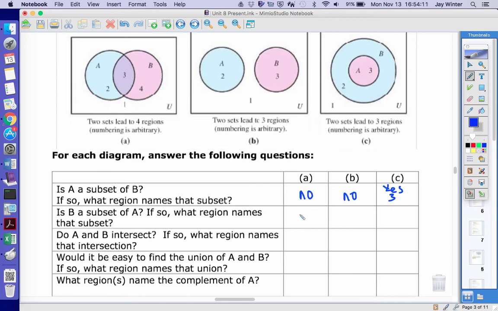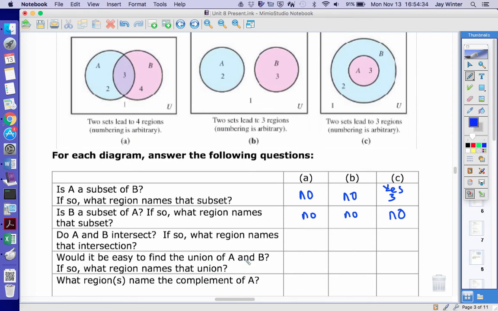So is B a subset of A? Well, in each case the answer is no. B is not a subset of A, because to be a subset of something, you have to have all of your elements contained within the larger set. And some of the elements that are in B are in A, and vice versa, but not everything.